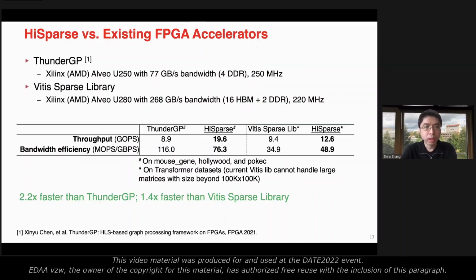Okay, and also we compare with some of the recent work on FPGAs. We compare with some of the GPs. This is a very recent work, although they are currently targeting DDR. In this case, we are getting higher throughput. And also we compare with the Xilinx commercial Sparse library. For this library, they currently cannot support large matrices beyond this size. That's why we limit ourselves to some of the smaller matrices, but we are still doing better than a commercial library.